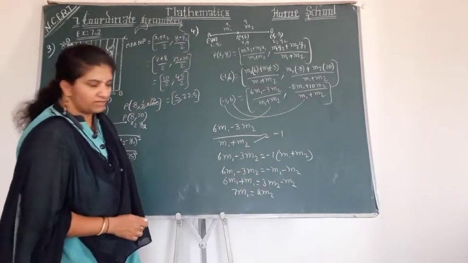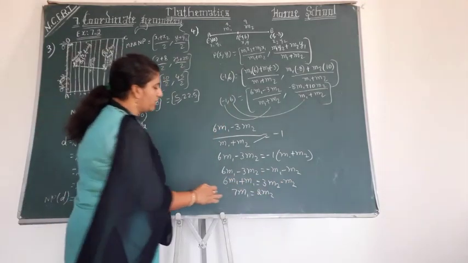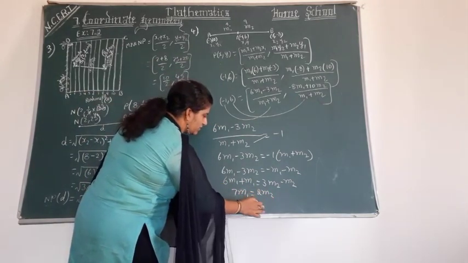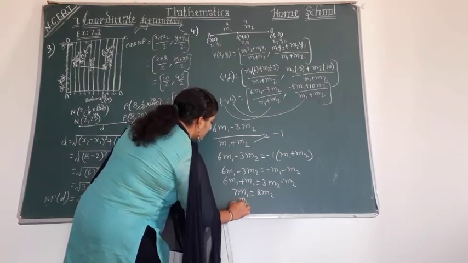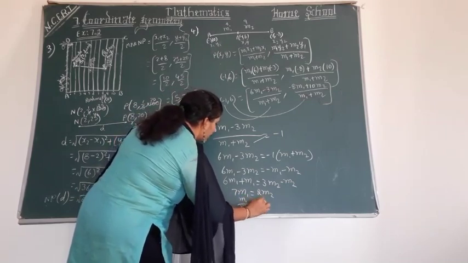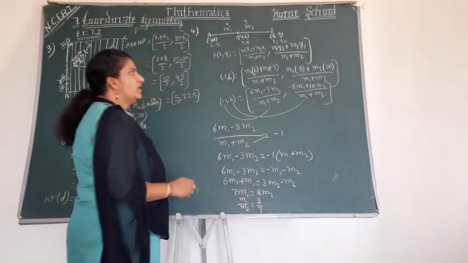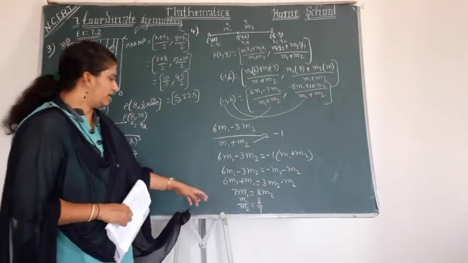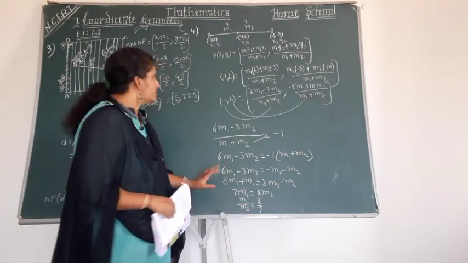Now have a look, children. We are almost at the end of the problem. Bring m2 to the denominator and send this 7 to the other side's denominator. That is, m1 by m2 is equal to 2 by 7. Therefore, in what ratio is the line dividing? The line is dividing in the ratio 2:7.